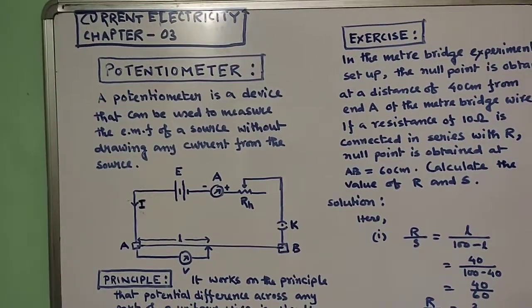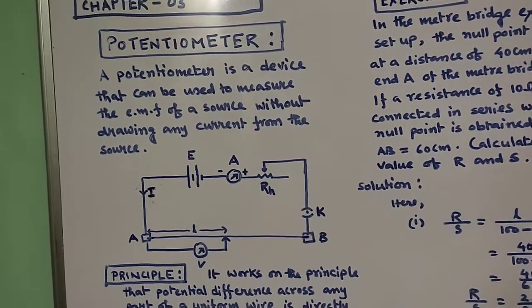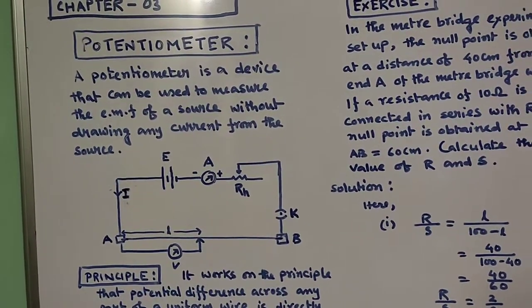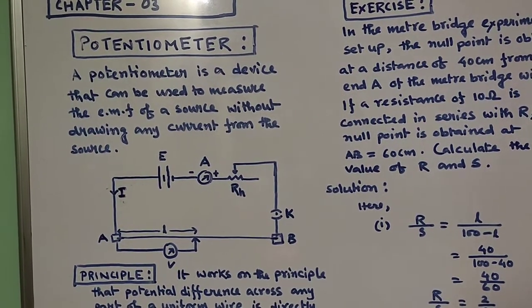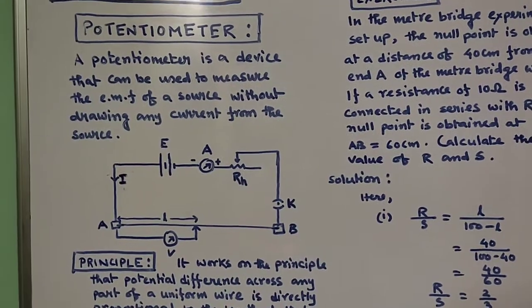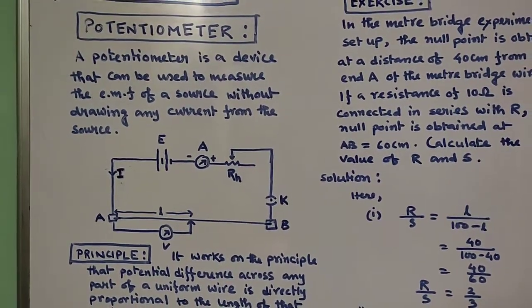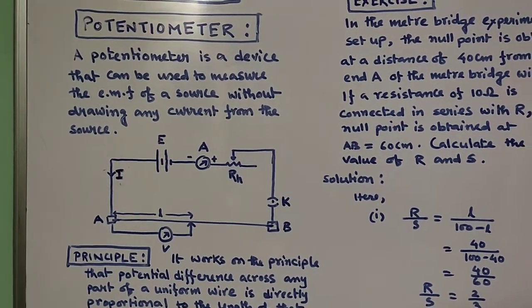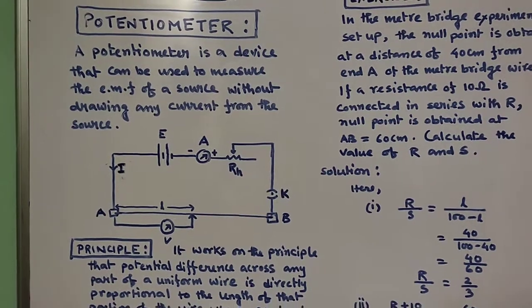Now the next topic which we are going to study is the potentiometer. This is also very important from an experiment point of view. A potentiometer is a device that can be used to measure the EMF of a source without drawing any current from the source. Without drawing any current is the very important part, and this will become more clear once you go for the experimental point of view. So we'll discuss this experiment in our practical class.